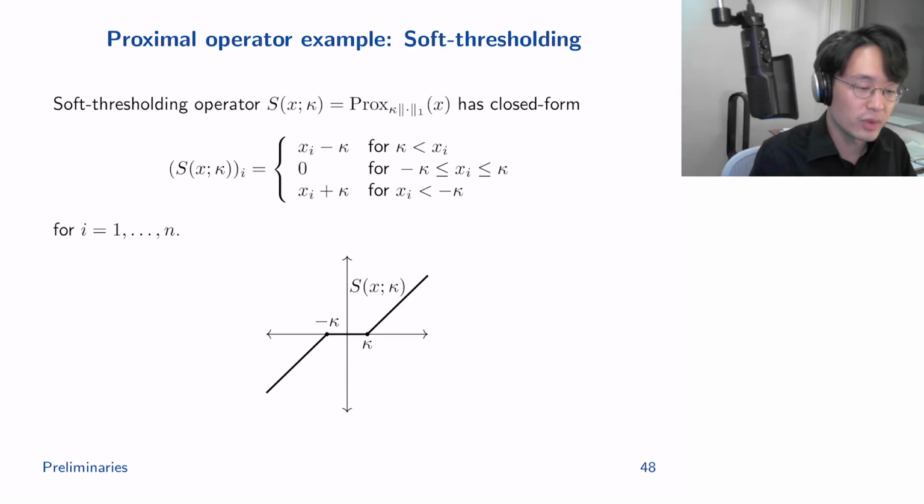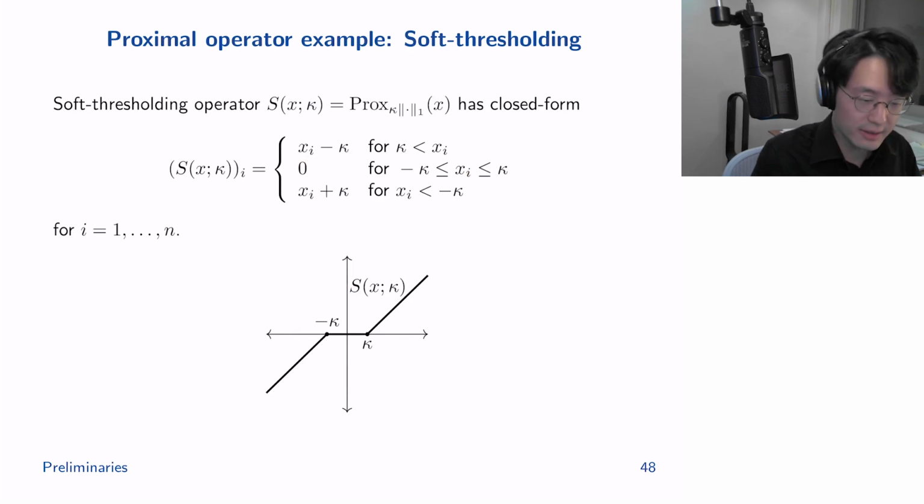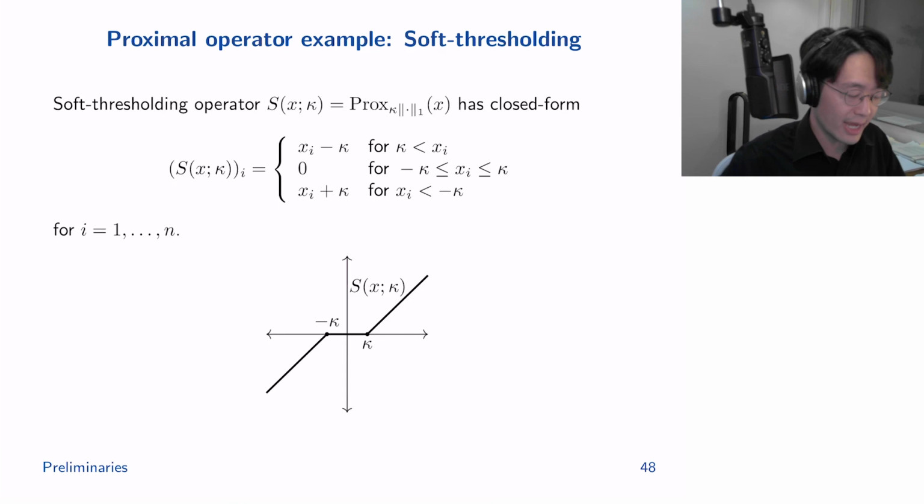And the value is, well, if the input x_i is bigger than kappa, then we reduce the value of the output by kappa. If the input x_i is between minus kappa and plus kappa, we just output 0. And if the input x_i is less than minus kappa, then we add kappa to the input and produce this as the output.